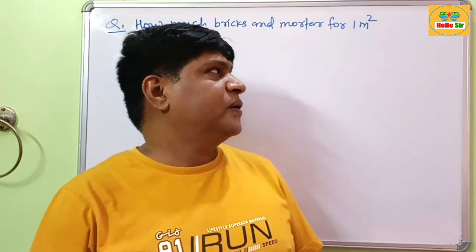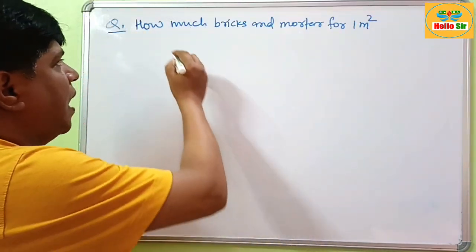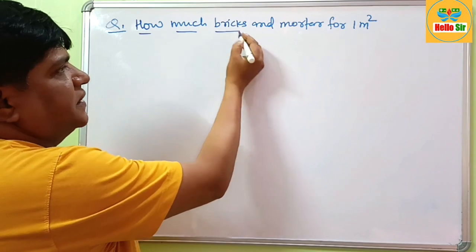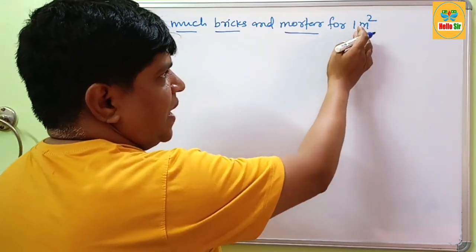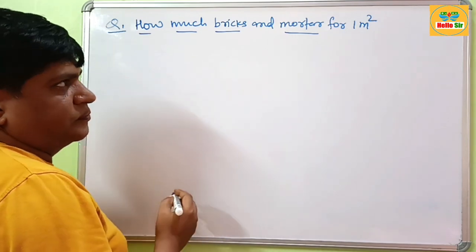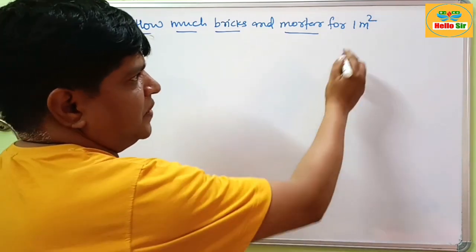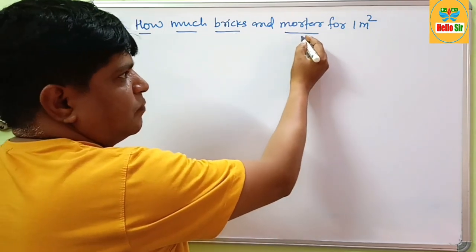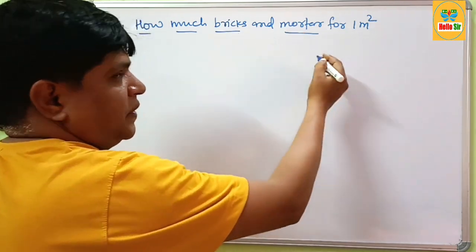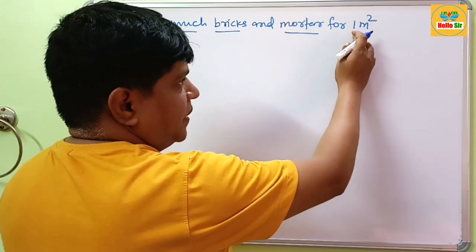Hi guys, today we will learn how many bricks and how much mortar are required for 1 square meter of brick wall. It means 1 square meter of brick wall requires how many bricks and how much mortar. Now come to the topic: what are the types of brick wall?